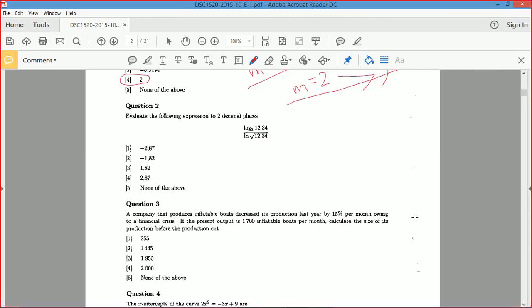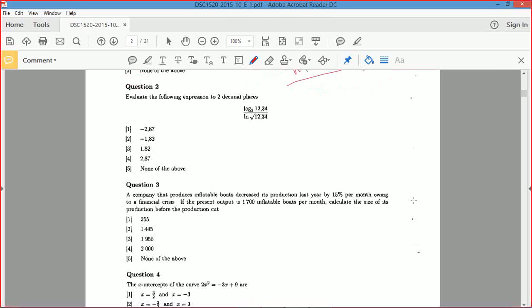Right, is number 2 easy or difficult? You just have to put it into the calculator. Exactly. Put it into the calculator, what do you get? So let's do log 3 of 12.34. It says it's a maths error. I don't know if it's working. No, you need to put it in properly. Try again.